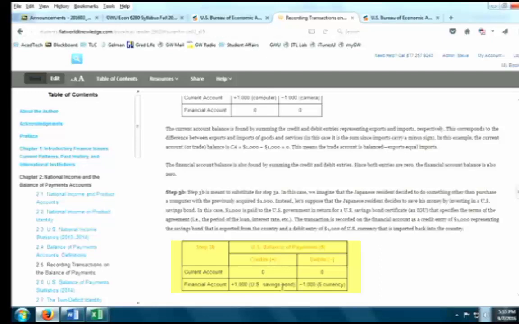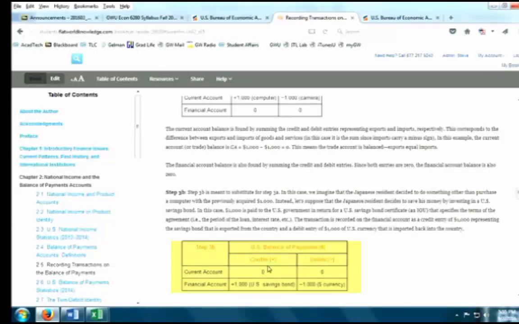The government promises to pay you back $1,000 plus interest according to the following terms and conditions. That's what's going into the hands of a Japanese resident. That piece of paper is an asset. They have a promise for repayment in the future. That's what they're holding on to, to hold on to value.